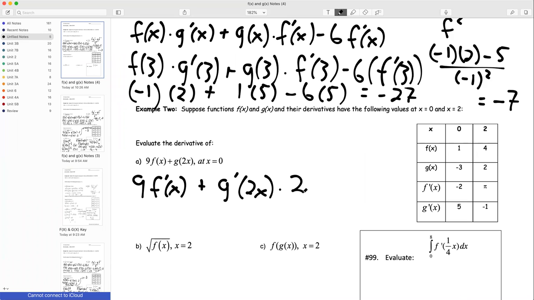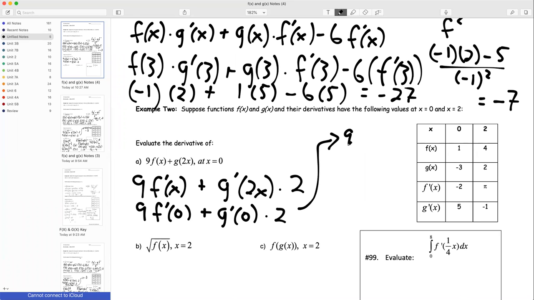Now I'm going to plug in the values and evaluate. So I've got 9 f prime of 0 plus g prime of 0 times 2. And don't make a silly little mistake where like f prime of 0, g prime of 0 are not 0, right? They give me a chart over here and they tell me what they are. So go over there and look. And let's see, we've got 9 times f prime of 0, and f prime of 0 is -2. And then g prime of 0 is 5. So I've got negative 18 plus 10, which is negative 8.